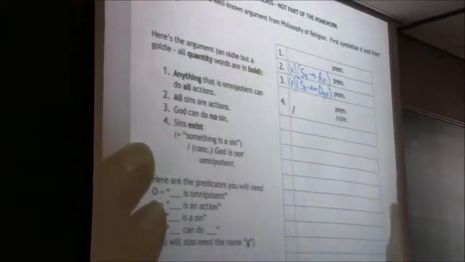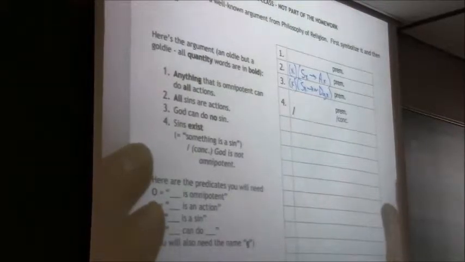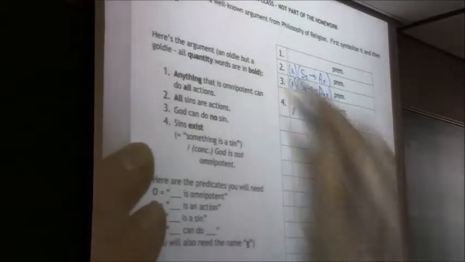Okay, sins exist. Not that you would know anything about such things. Existential quantifier.